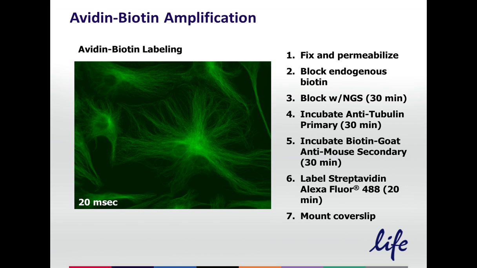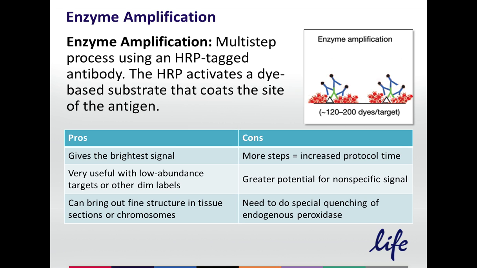All right. Now, the final method that I'm going to discuss is enzymatic amplification. Enzyme amplification means that you have a primary or secondary antibody that has an enzyme conjugated to it, like horseradish peroxidase, for instance, or alkaline phosphatase. You then come in with a substrate to detect that enzyme, and that substrate will then deposit around the site of your antigen, giving you a much brighter signal.